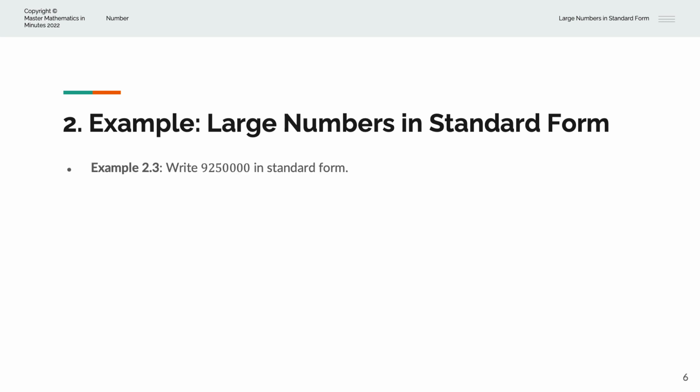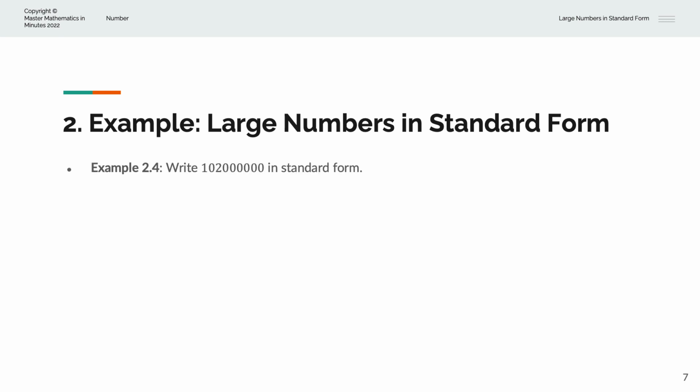In the third example, we're asked to write 9,250,000 in standard form. So we have 9,250,000 as being equal to 9.25 times 10 to the power of 6. So 9.25 is between 1 and 10, and 6 is a positive integer. So if the decimal is between the digits 9 and 2, multiplying by 10 to the power of 6 is where we can move the decimal to the right by 6 digits. 1, 2, 3, 4, 5, 6, giving us 9,250,000.